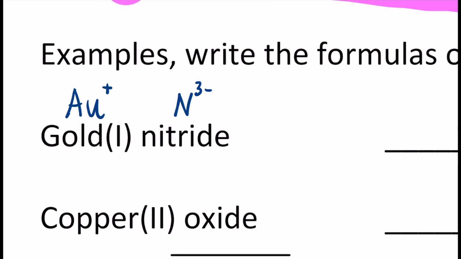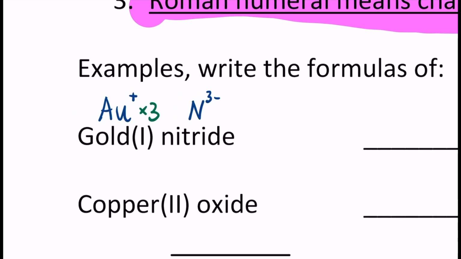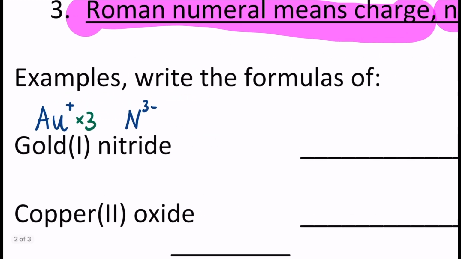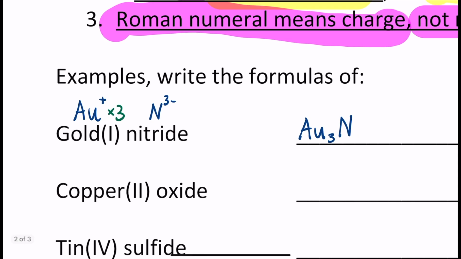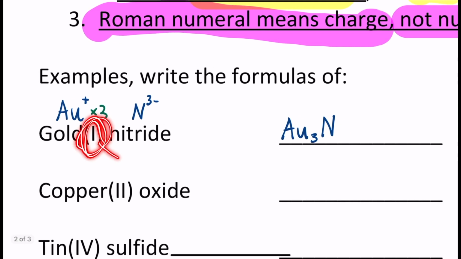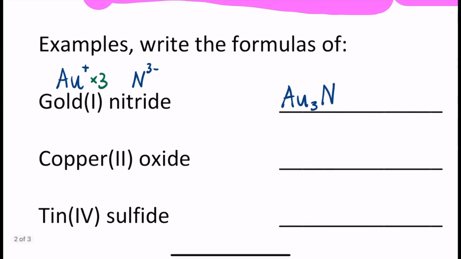So you have to ask yourself, how many gold ions do I need to cancel out this nitride, this 3 minus ion? The answer is you need 3 of these to cancel out that 3 minus. So the correct formula would be Au, and then 3 of them, so we do a little 3 in the bottom right, and then N for nitride. So that is the correct symbol here. Notice that this number 1 had nothing to do with having 3 golds. Okay, you have to balance the charges there.